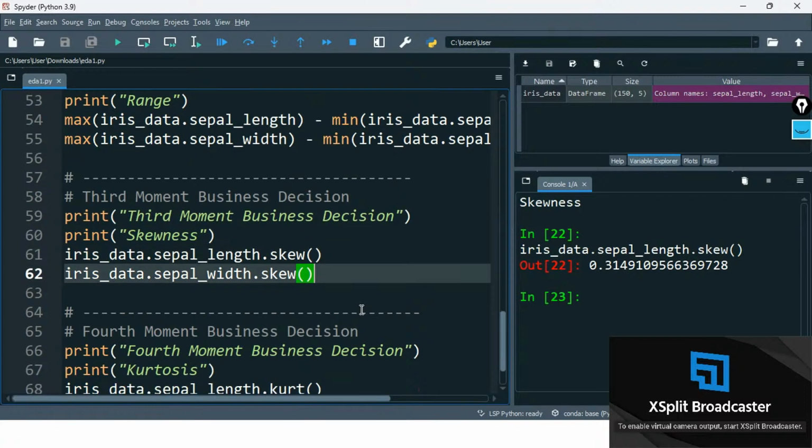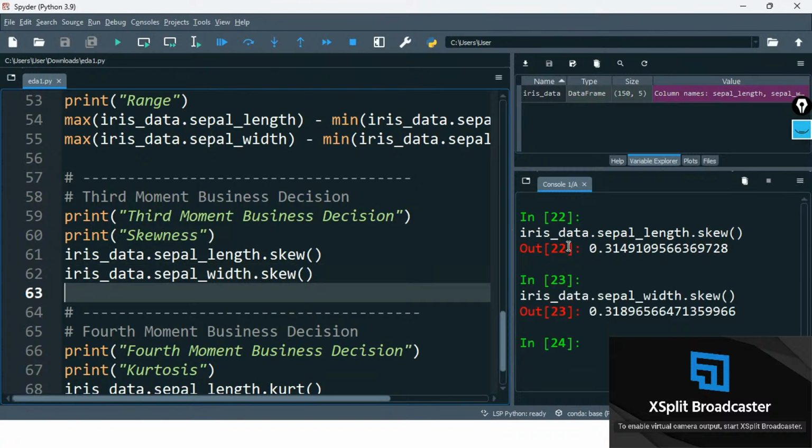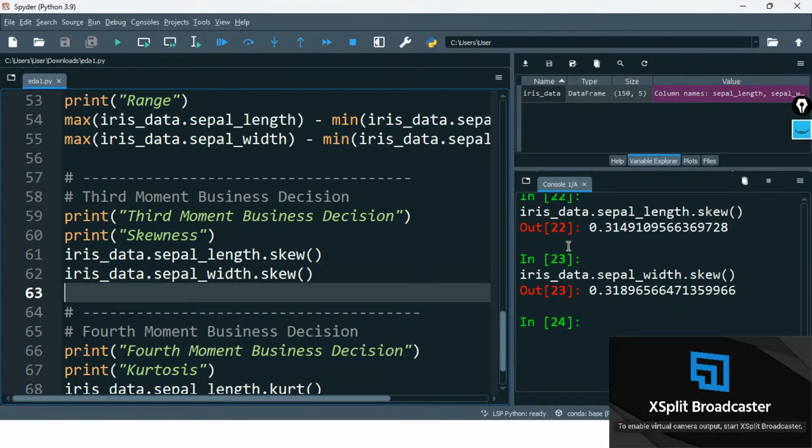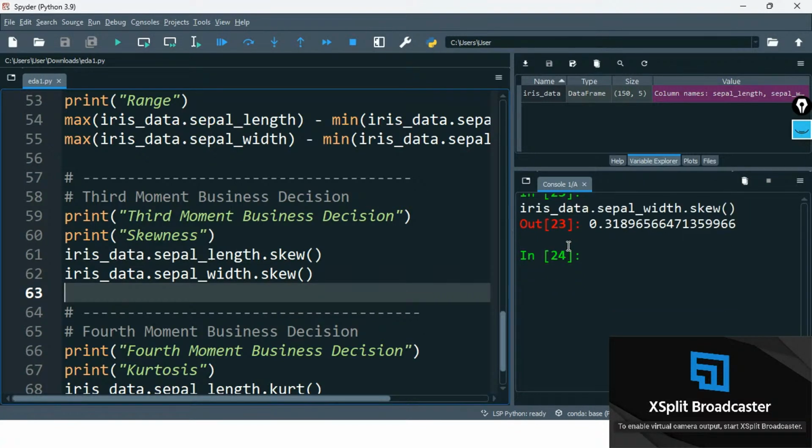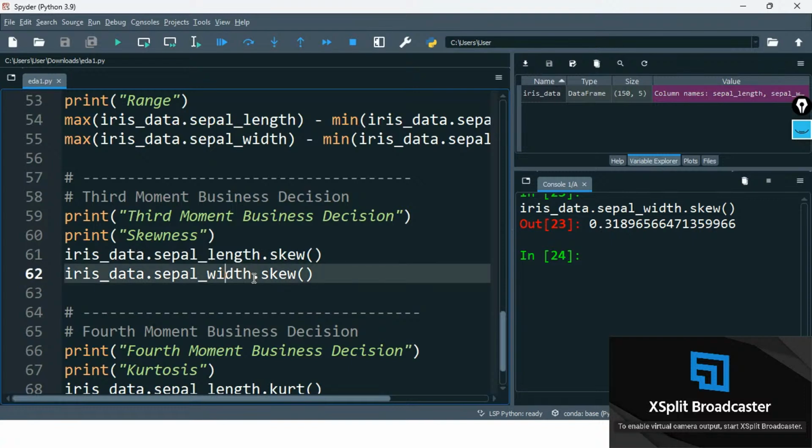Now I'll do the same thing for sepal width. The function is skew. Let me get the output. It is 0.3189. Again, it is also the same. Again, I see a positive value over here. So positive skewed data. Let me go for one more column.